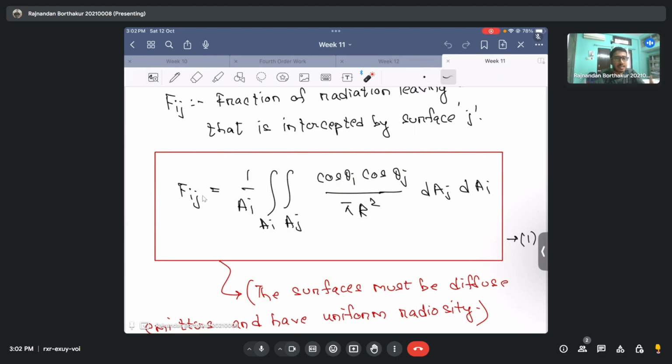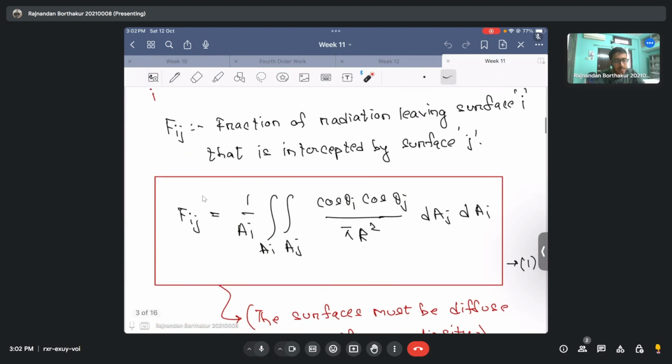That's it. It has nothing to do with surface properties like emissivity and temperatures and things like that, because it just comes from the basic definition of view factor, which states what fraction of radiation that leaves surface i is being intercepted by surface j.